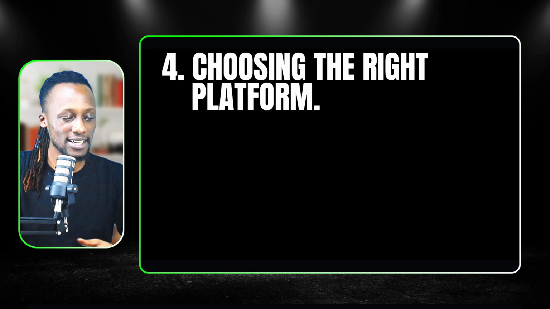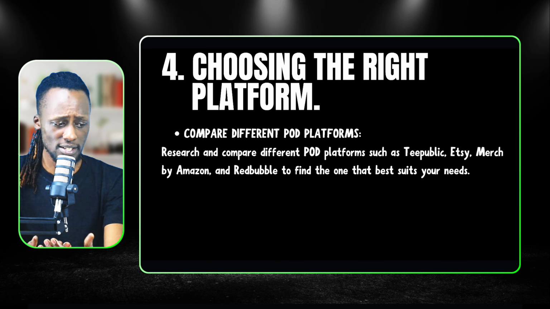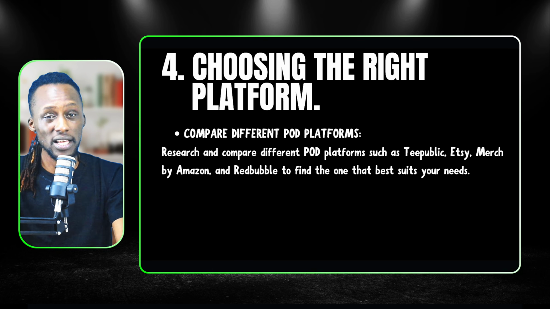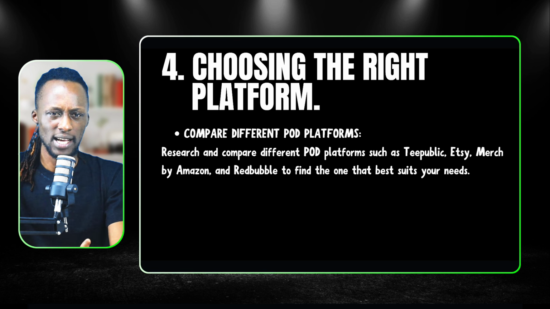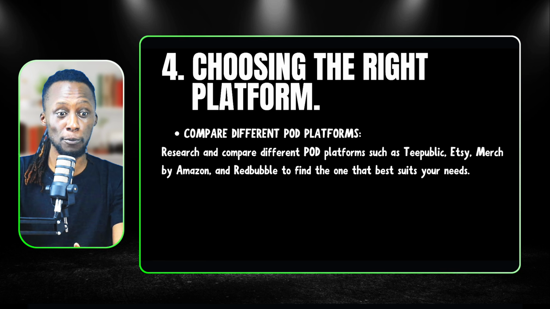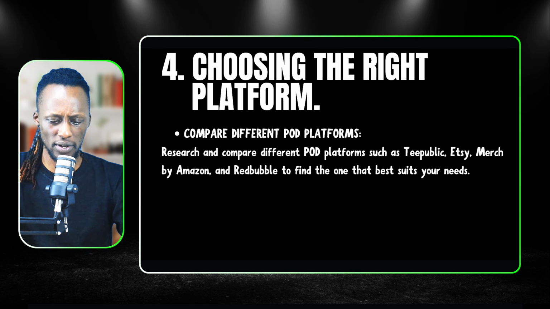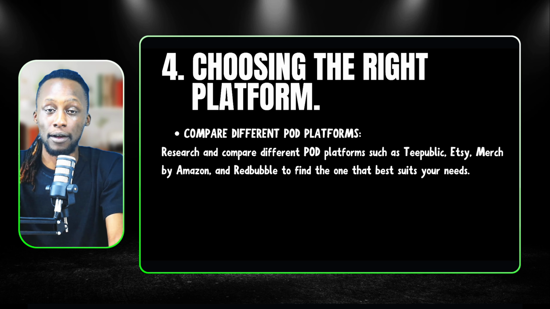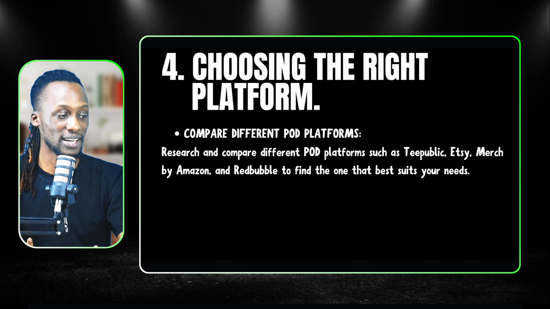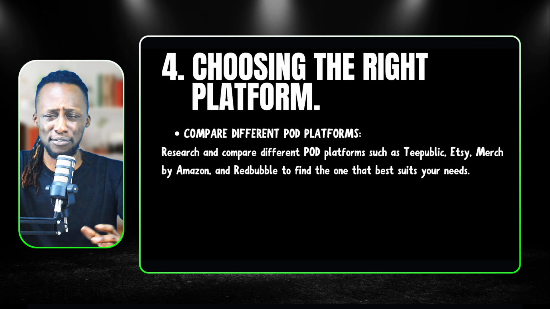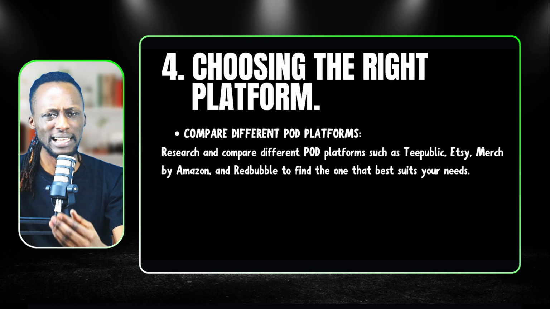Step number 4, choosing the right platform. Now, this is one of the most important things when you're starting your print-on-demand journey. You need to really research and understand what platform works for you and your design. Are you more of a photograph person? Are you more of an artist? Are you drawing? Are you more of a digital artist? Are you using your MacBook, your tablet? What do you have to design? What are you really familiar with? Are you an animator? Because different platforms offer different things on print on demand, so understanding this is very important.